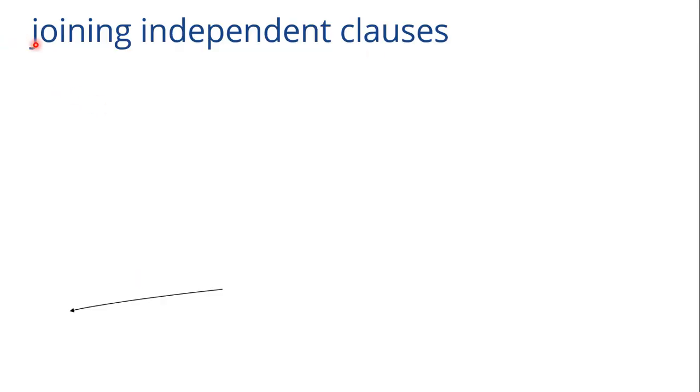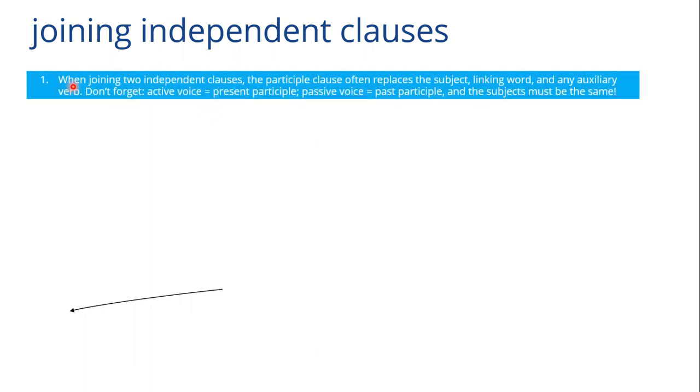Okay, still about joining independent clauses. It's going to be the last slide, and after this we do exercises. When joining two independent clauses, the participle clause often replaces the subject, the linking verb, and the auxiliary verb. Don't forget, the active voice uses the present participle, the passive voice uses the past participle, and the subject must be the same.